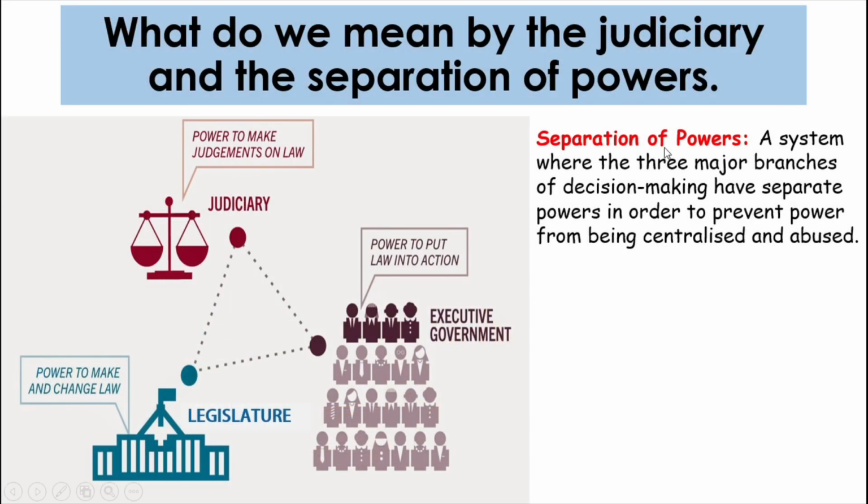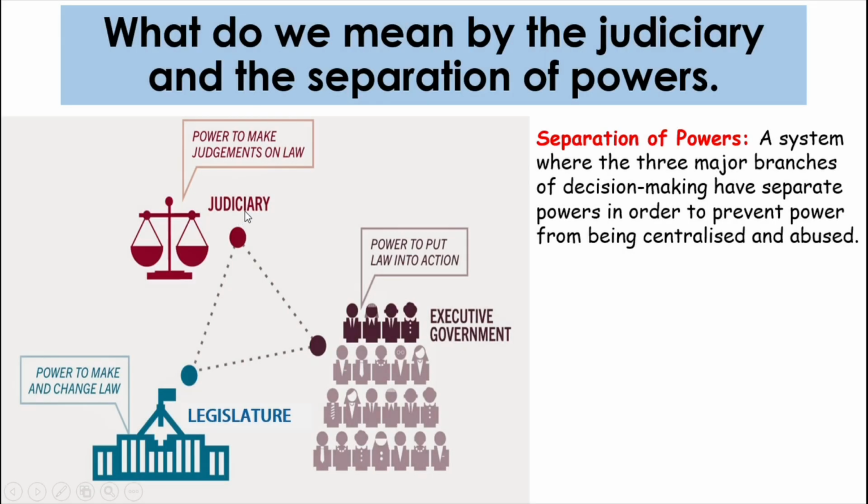The separation of powers is a system where the three major branches of decision-making have separate powers in order to prevent power from being centralised and abused. Powers are separated into three bodies: the judiciary, the legislature, and the executive. The legislature refers to Parliament, so that's all 650 MPs that make up Parliament, representing all the constituencies in the UK, as well as the House of Lords, and obviously the role of the monarchy for more ceremonial reasons. The executive refers to the government, so this is the political party that makes up the majority in the House of Commons, and in particular, the Prime Minister and their cabinet.